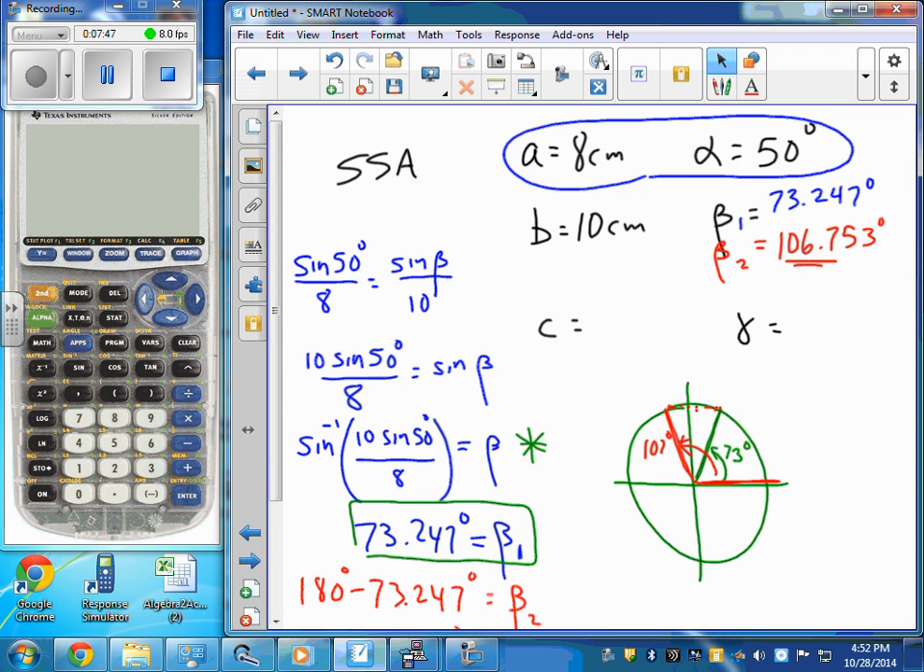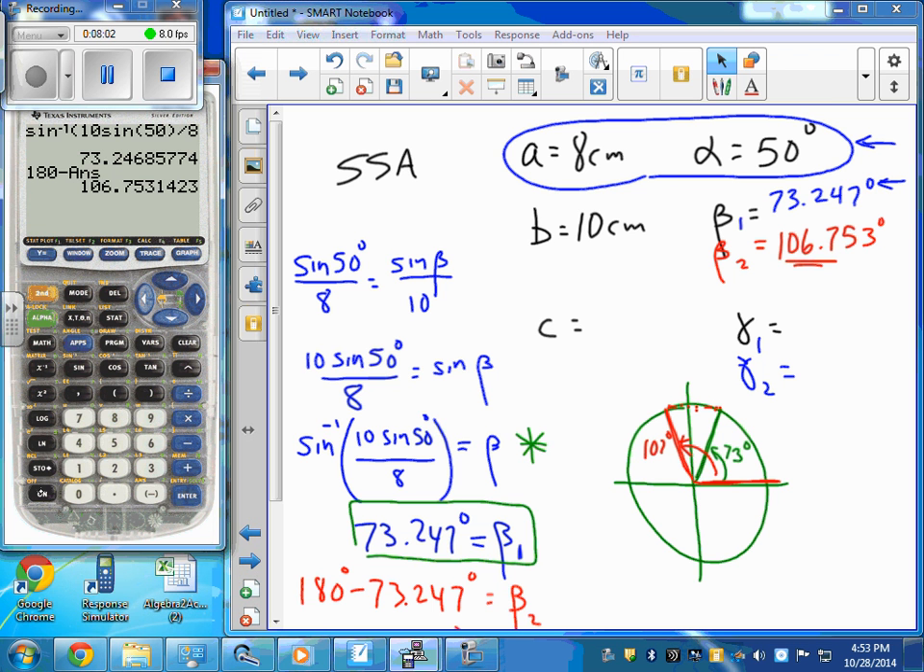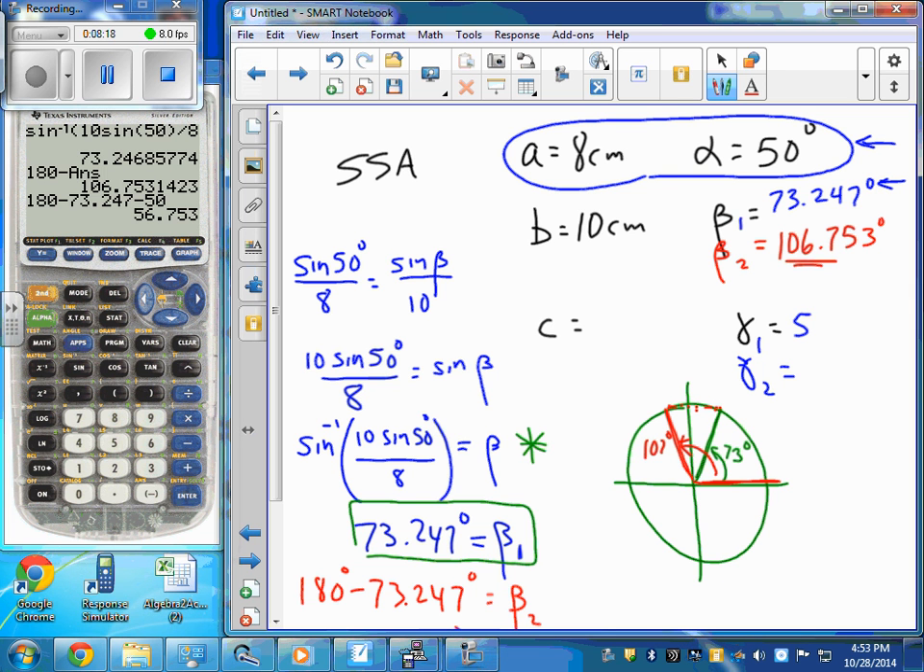Now that leads, interestingly enough, to two possible values for gamma, gamma 1, gamma 2. And those are easily found. Just remember the angles of a triangle have to sum to 180. So if I take 180 less beta 1, 180 less the 73.247, and less the 50, that will give me my gamma 1, so 56.753 degrees, and that will pair up with beta 1.